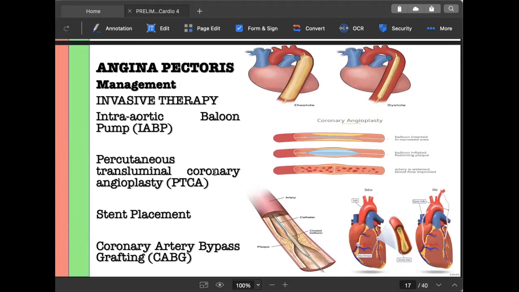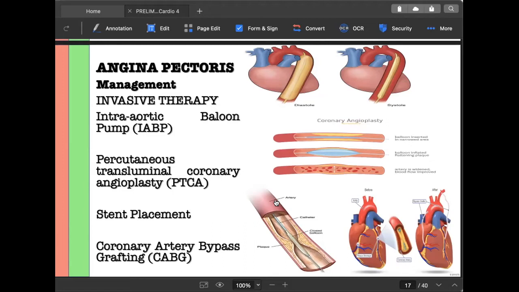Now your PTCA here, this is your percutaneous transluminal coronary angioplasty. What is happening here is this is a minimally invasive procedure that actually opens the blocked coronary artery to improve the blood flow of the heart muscle. So you can see here, you'll be inserting this one, and then they're going to inflate it until such time that there will be a good passageway of blood.